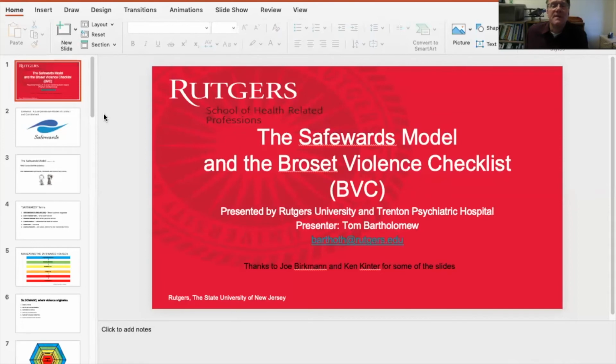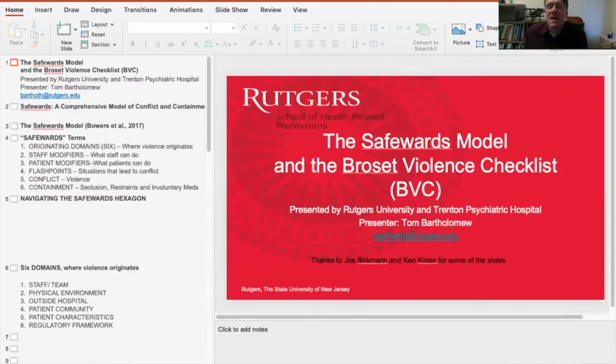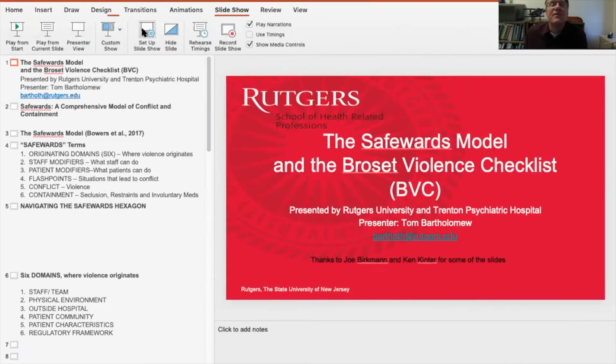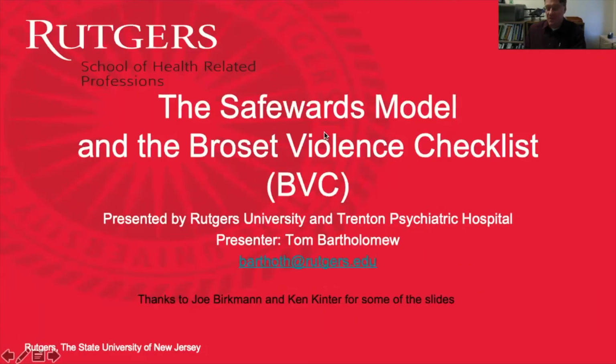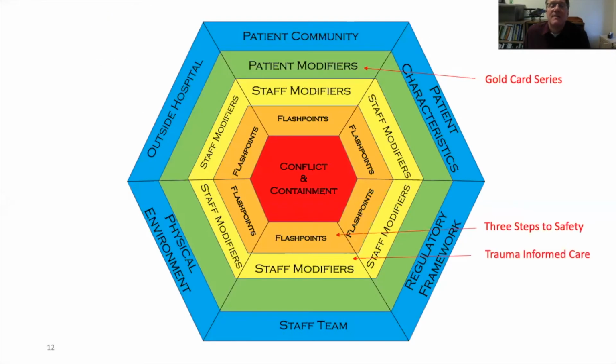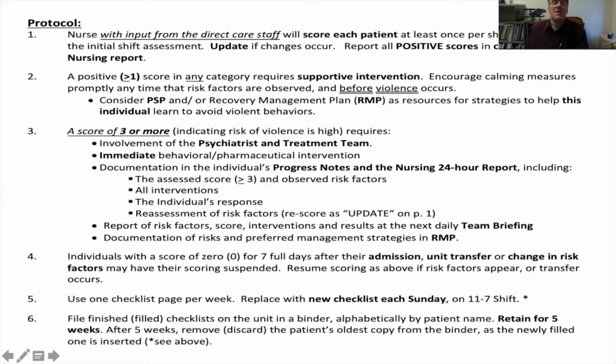If the score is 3 or more, technical problem. If the score is 3 or more, then you want to take even more steps. So if the score is 3 or more, you want to take even more steps and involve the psychiatrist and the treatment team to see about immediate behavioral or pharmacologic intervention. And of course, pharmacologic are medications.